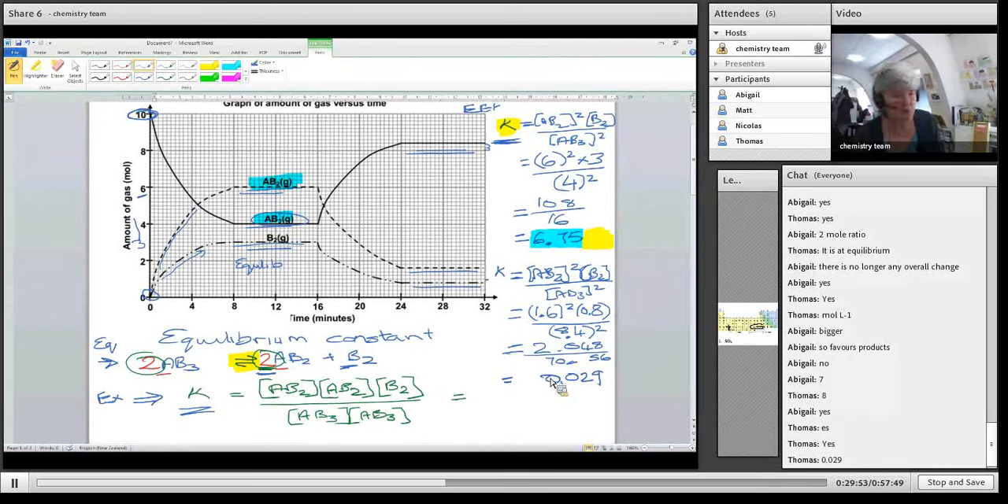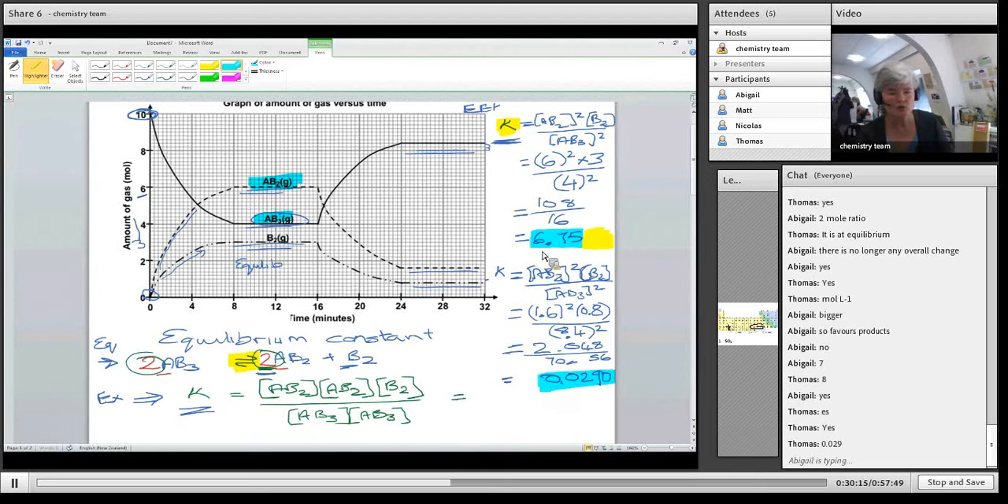If you were asked to do 3 significant figures, if everything had been given to 3 significant figures, then it would have been 290. Just be aware of significant figures. This actually has not been given to 3 significant figures, so 0.029 would have been fine. Now, has this value changed to the one above?